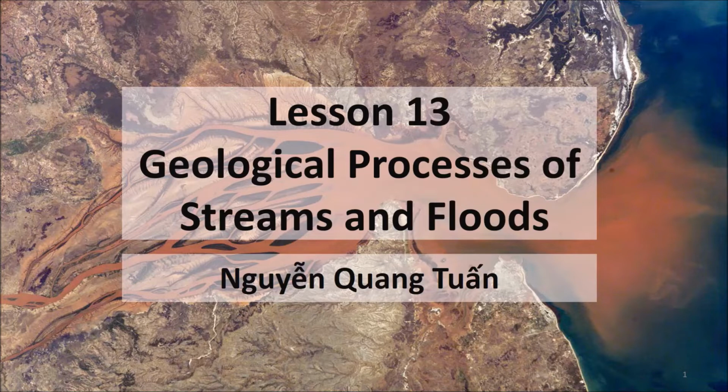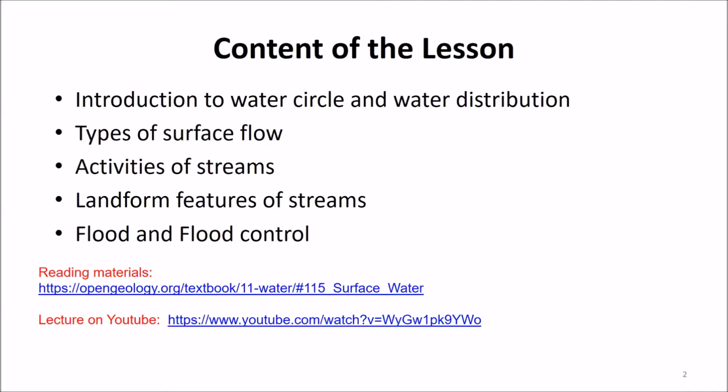And actually, this lesson is about the process of surface water, and we will learn about the water cycle and the water distribution on the surface, and we will talk about the types of water flow on the surface of the earth and the activities of the stream, of the river, stream, and so on. And later on, we talk about the landform features according to the activities of the stream. And finally, we talk a bit about floods and flood control methods.